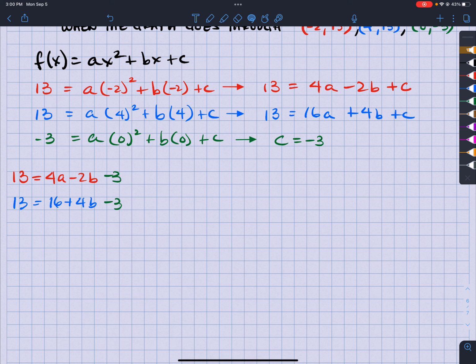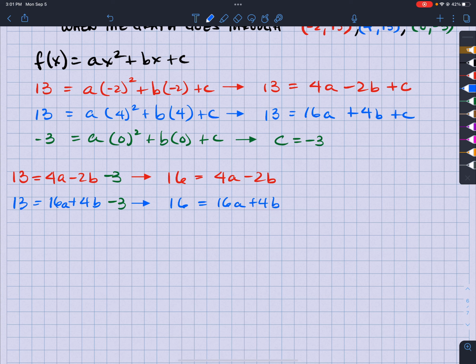So, what do I have now? This is going to become, I got to get the 3 over to the other side, so I'm going to have 16 is equal to 4a minus 2b. And with the blue, same thing, 16 is going to equal, I forgot the a over here, didn't I? So 16a plus 4b. Okay, so now I can do elimination or substitution.